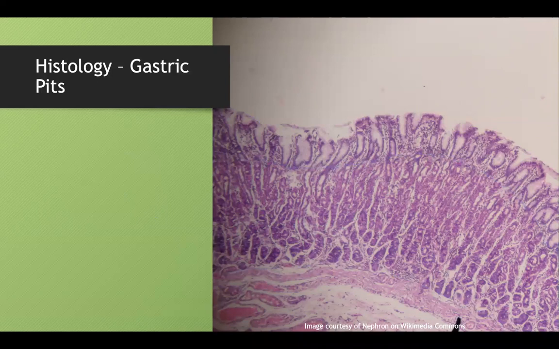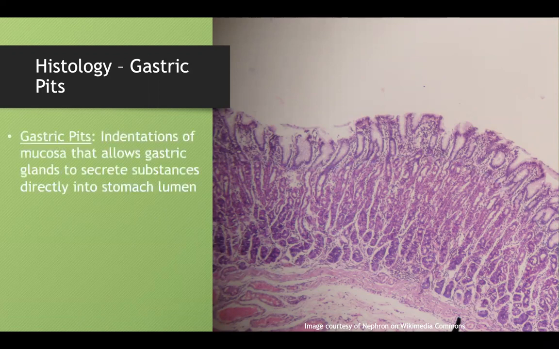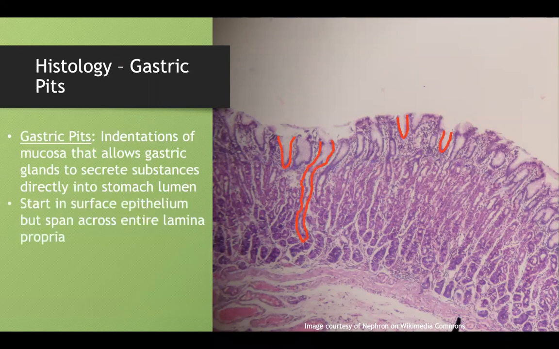And now if we talk about how these glands actually secrete their substances into the lumen of the stomach, we have these things called gastric pits. And these are indentations that allow these glands to secrete substances. So I'll draw some in. Because it's a cross-section at a weird angle, some of them don't go all the way through, but just keep in mind that all of these, at whatever angle they're going, do reach from the lumen down through the lower glandular layer. So they span across the lamina propria.